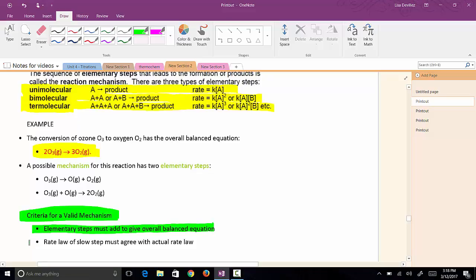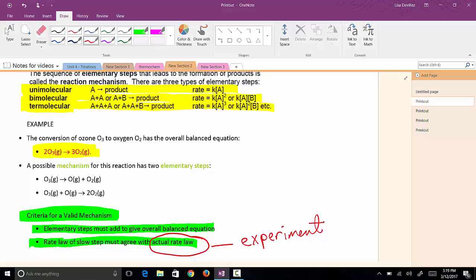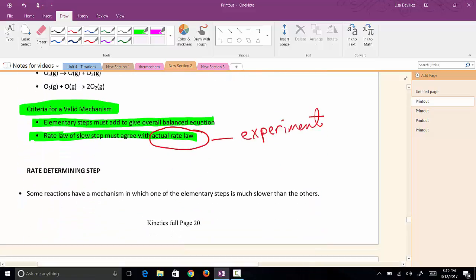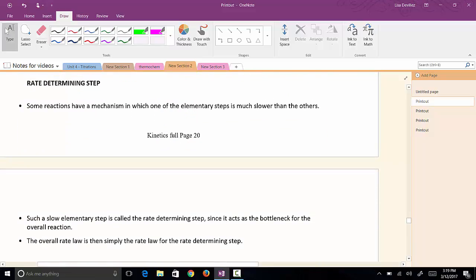And then the other thing is that the rate law of the slow step must agree with the actual rate law. And remember, we said that the actual rate law is experimentally determined. The rate law of the slow step, and we'll talk a little bit more about that, has to be in agreement with the actual experimental rate law that we have. Okay, so let's take a look at that part of it.